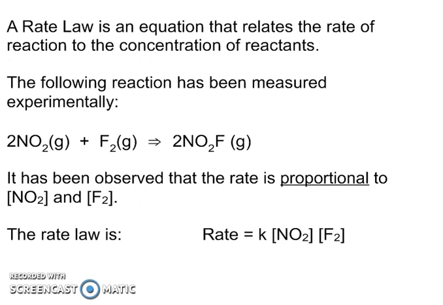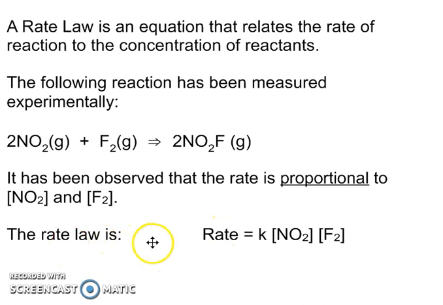So let's take a look at the reaction that we have here. We have 2NO2 reacting with F2, and it's going to yield NO2F. So when we do our experiments, we are observing that the rate is proportional to the concentration of NO2 and is proportional to the concentration of F2. So it means it's directly related.